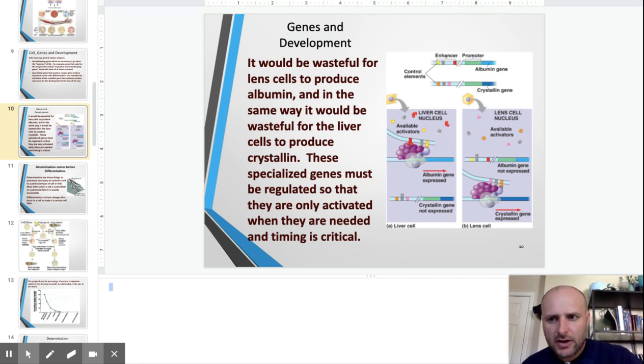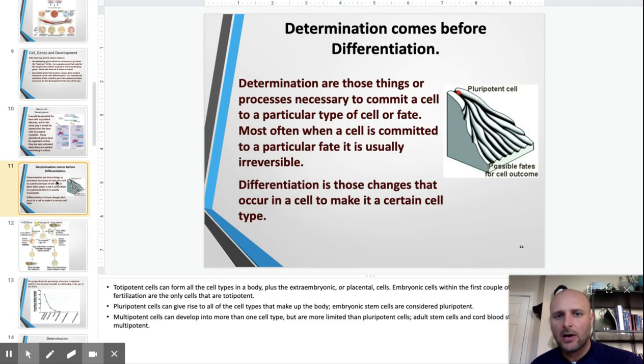We just got talking about how genes can make specialized cells, and this slide just talks about how it would not be very good for a cell in the liver or in the lens to produce albumin, which is a liver enzyme, but the eyeball doesn't need that.